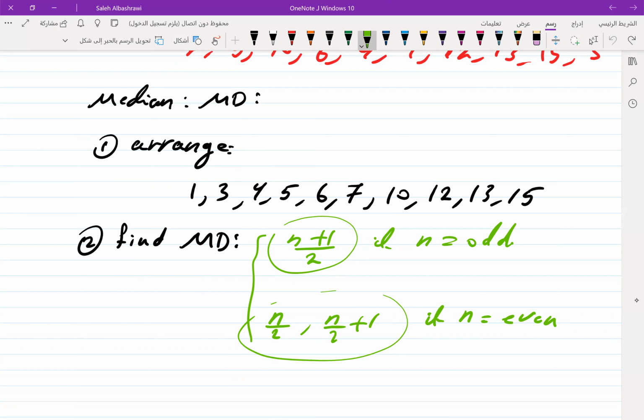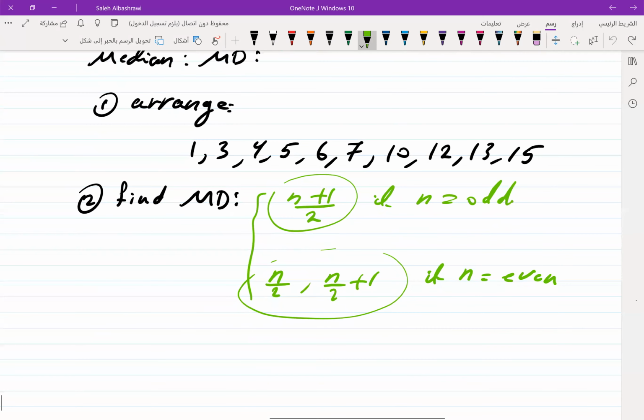For example, in this example, we have how many? We have 1, 2, 3, 4, 5, 6, 7, 8, 9, 10. We have 10 values.